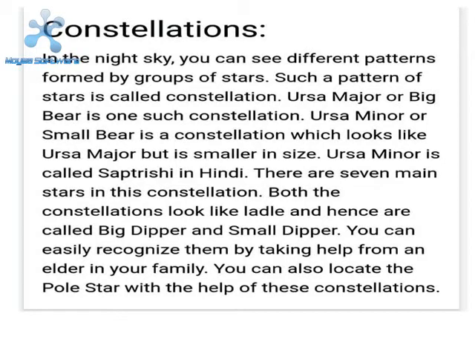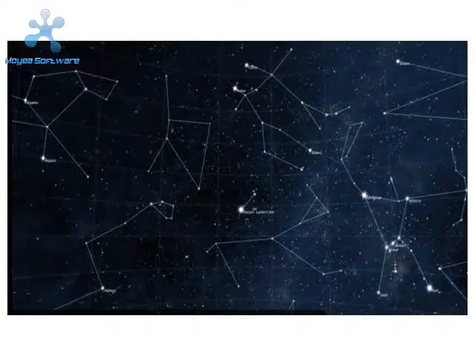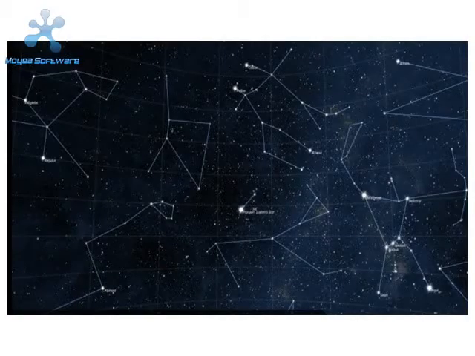Now I will show you the constellation, how the constellations look. Then it will become very easy for you to recognize or to tell that this is a constellation. So this is the picture of a constellation, and as we can see there are groups of stars and these groups of stars are forming different patterns in the sky. So this is called a constellation.